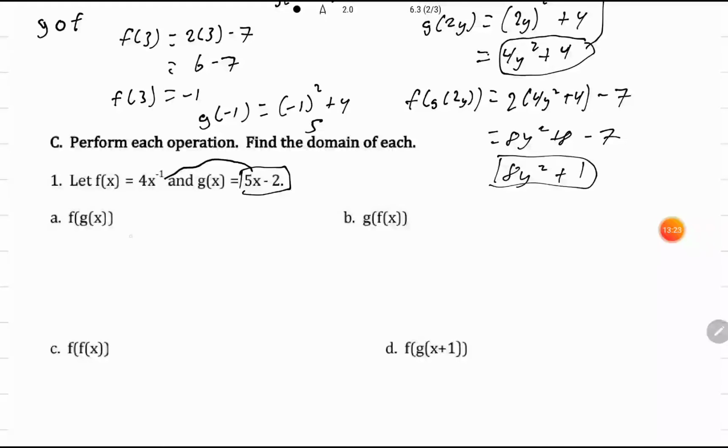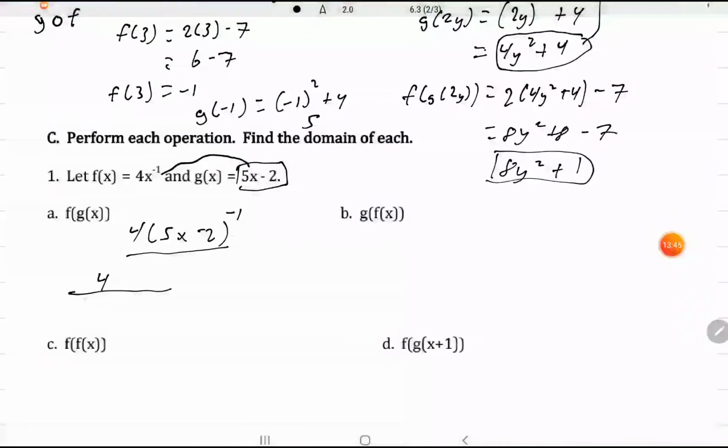So for x, which is now 5x minus 2, to the negative first. Remember, we have a negative exponent. All we do is move it to the other side of our fraction bar and make it positive. So this is actually 4 up top, and on the bottom, 5x minus 2. That is our f of g of x.